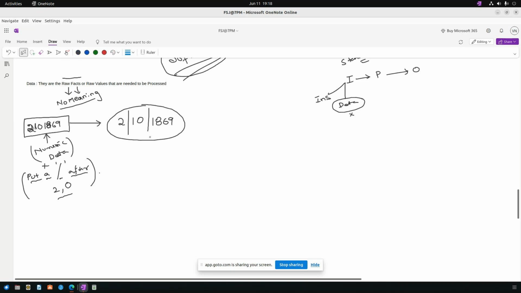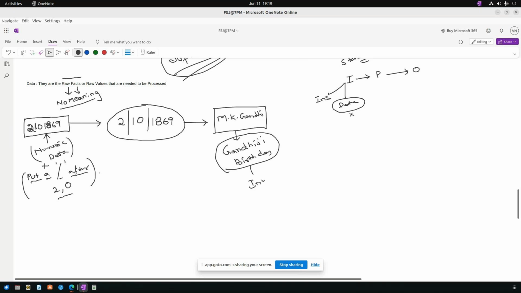Now what we have done here? We have processed. After processing, you get the output. So what is this actually? This is M.K. Gandhi's birthday. Who is M.K. Gandhi? Mohandas Karamchand Gandhi. You generally call him Bapuji, Gandhi Tata, something like that. So it is Gandhi's birthday. At the end of the day, you got the information.